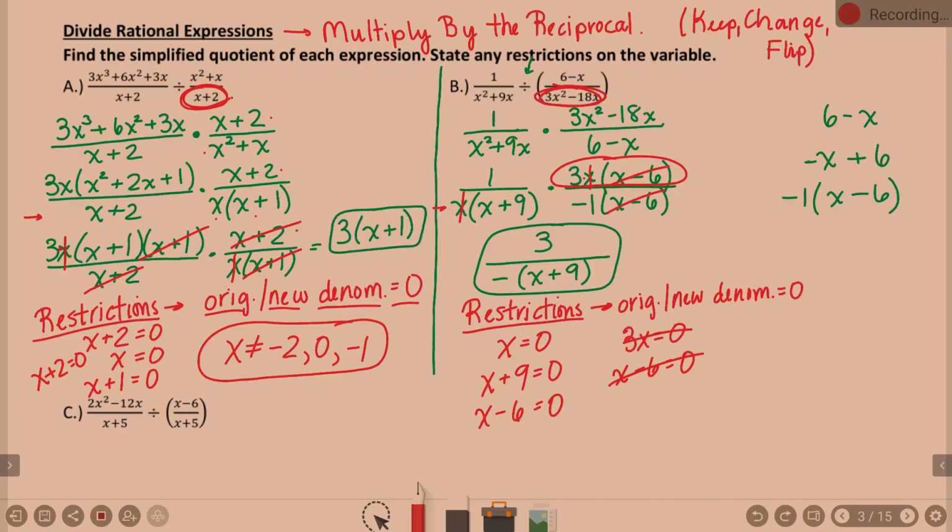Okay? So what are my restrictions? x cannot equal what? The 0. If it's x plus 9, subtract 9, so negative 9. If it's x minus 6, add 6. And so x cannot equal 6. Okay? Okay, questions?